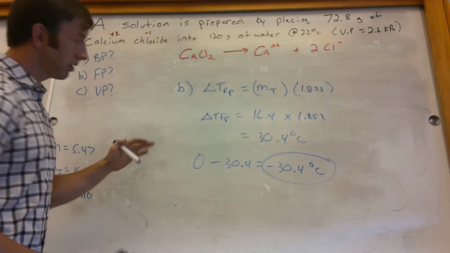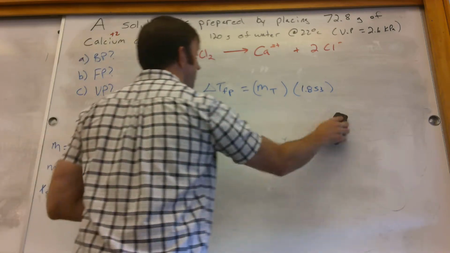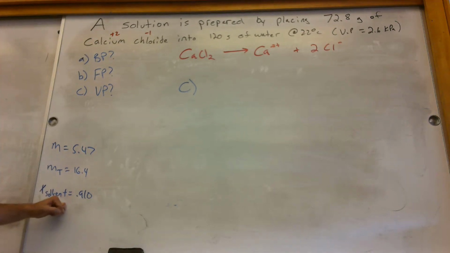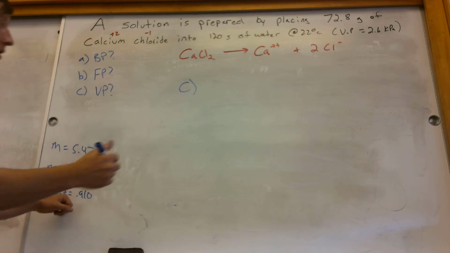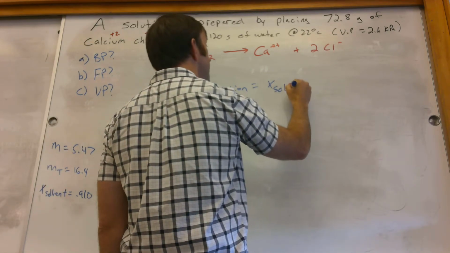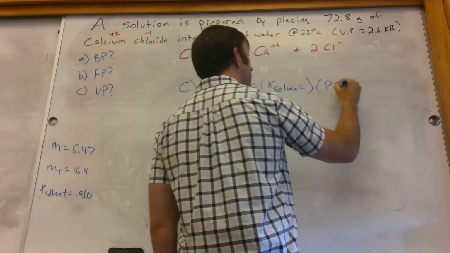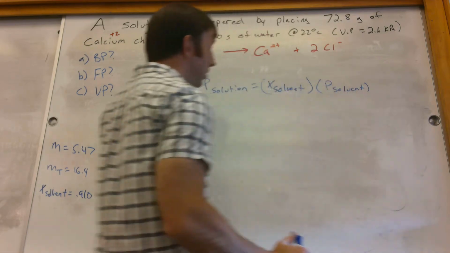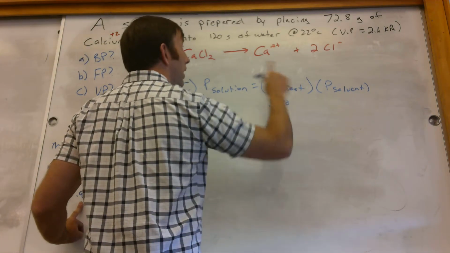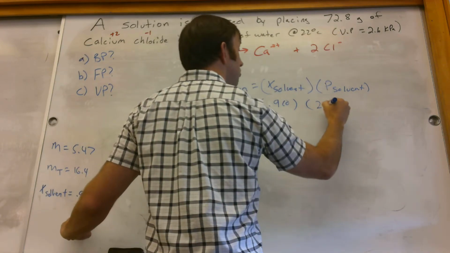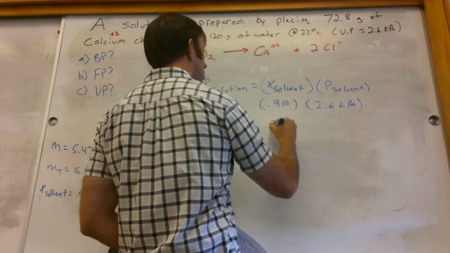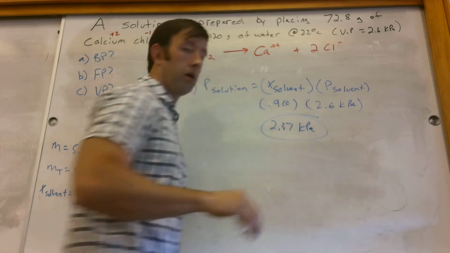Alright, now last but not least, letter C is our change in vapor pressure. Okay, and again, it's a fairly simple process. We're just taking our mole fraction and multiplying by the vapor pressure of normal water. Alright, so my P solution, so that's my mixture, is going to be equal to my mole fraction times P solvent, which is the normal vapor pressure at that temperature. Alright, so my x solvent has a factor of 0.910. Right, the vapor pressure of water at 22 degrees Celsius is 2.6 kPa. So my new vapor pressure should come out to 2.37 kPa. And that's it.